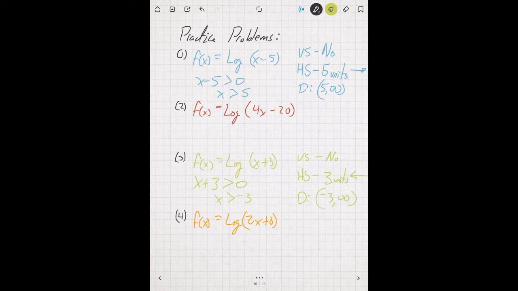If you plug in negative 2, you're good. If you plug in negative 1, you're good. Plug in 0 for x. Plug in 10, 20, whatever. Just don't plug in negative 3 or anything less than that. So let's see that on the graph here.